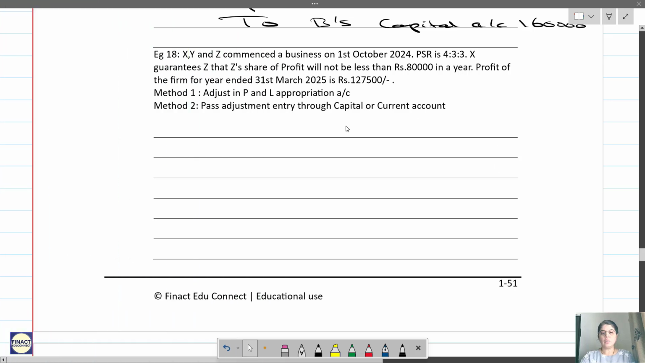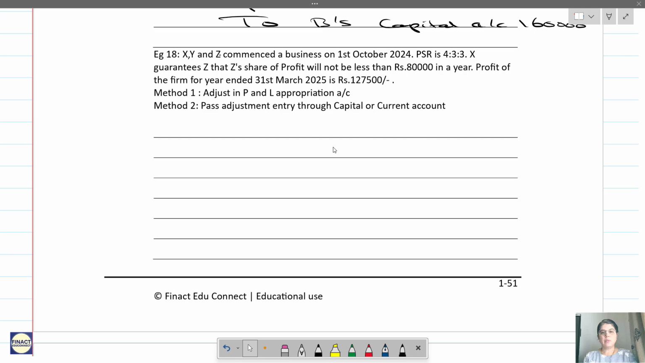So now let us see this next question. So here, XYZ commenced a business on 1st October 2024. Their PSR, profit sharing ratio, is 4:3:3. X guarantees Z that Z's share of profit will not be less than 80,000 in the year. Okay. Profit for the firm for the year ended 31st March 2025 is 1,27,500.